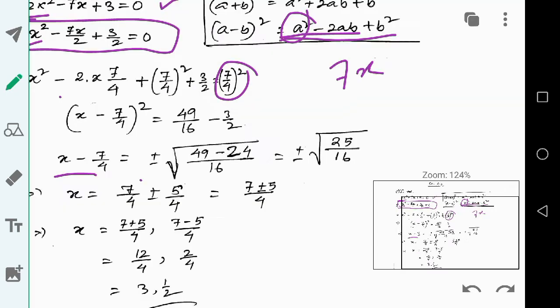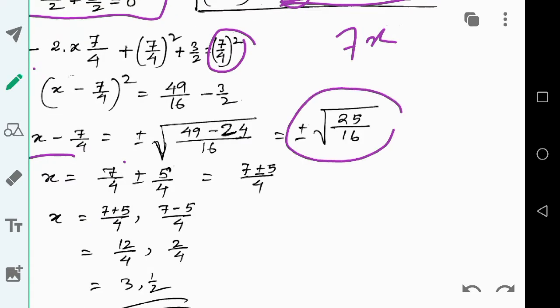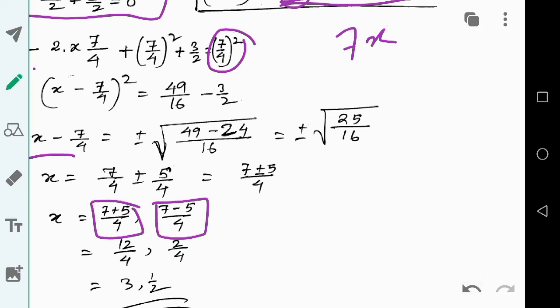Okay, so plus minus root over 25 by 16 is 5 by 4. The square root of 25 is 5, and the square root of 16 is 4. Okay, and here you see 4 is the LCM, then here we have got 7 plus minus 5 by 4. That means there are two roots, one is 7 plus 5 by 4, another is 7 minus 5 by 4.